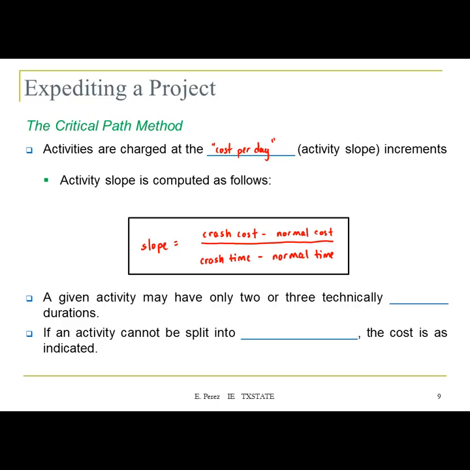A given activity may have only 2 or 3 technically feasible durations. And if an activity cannot be split into one day segments, the cost will be as indicated. So that's what I explained in terms of the norm and the crash cost. Any questions so far? This will make more sense with the example.